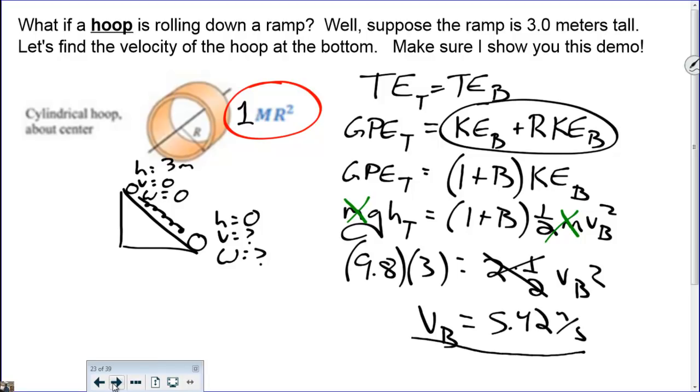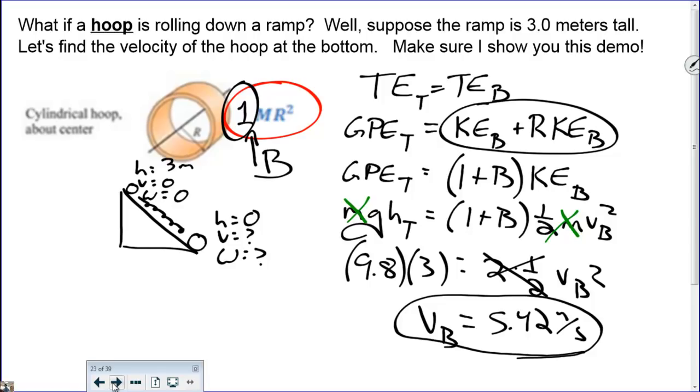All right, and notice it's slower, right? Slower than either of the ones that we did before. The reason is that our b here is bigger, which means we're going to have more rotational inertia. That means it's harder to change the rotational motion of a hoop, all right? And we'll talk in class about why that is.